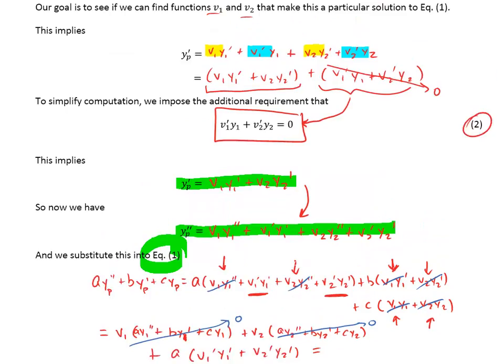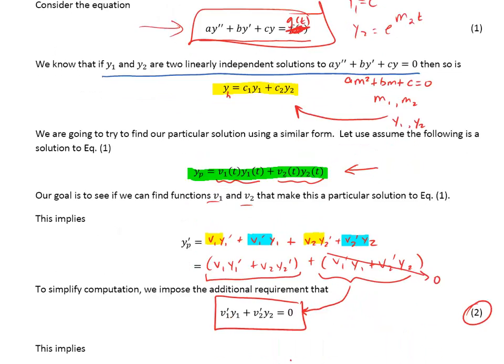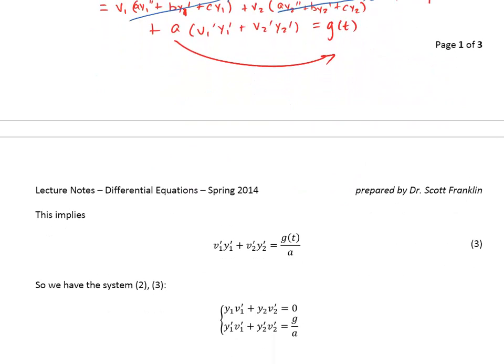Actually, you know what? I think on the next page I'm using g of t, so what I really meant to have here is a g of t. That's what the book uses. So this equals g of t. Just notation is all the difference there. And so if I divide the a across, notice I have exactly what is written right here: v1 prime y1 prime plus v2 prime y2 prime equals g of t all divided by a.